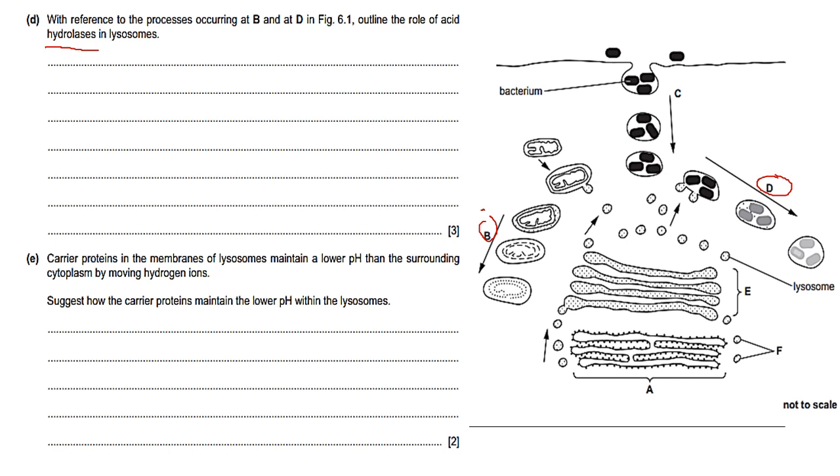So in this case, I think something that you would say is that the carrier proteins in the membranes of the lysosomes, for them to move hydrogen ions, first of all, you need to know that they have a proton pump, okay? So you can then speak about how they pump protons into the lysosome. And as a result of pumping the protons into the lysosome, they are creating an acidic environment which would have a lower pH than the surrounding cytoplasm. And that should give you your full marks.